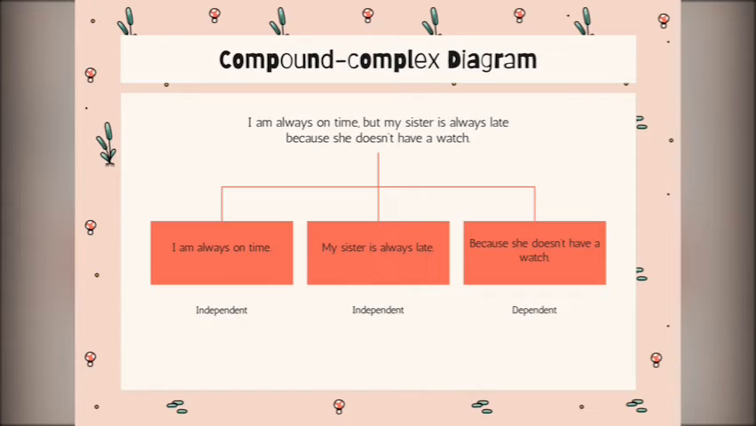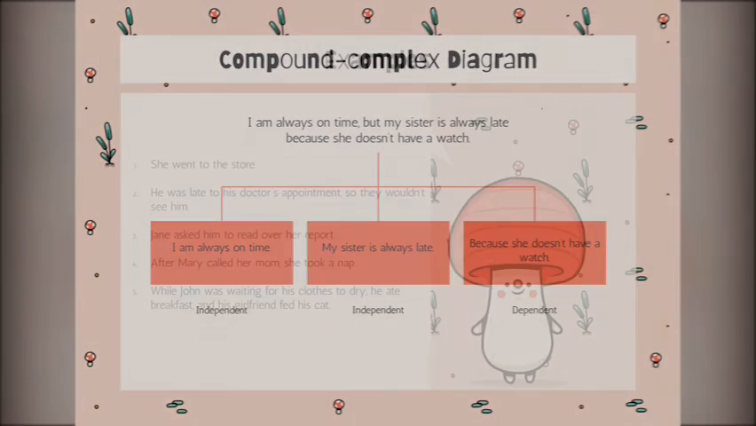Here's another example of a compound complex sentence. I broke it into a diagram so it would be a little bit easier to see the parts put together. So our main sentence is, I am always on time, but my sister is always late because she doesn't have a watch. The phrase, I am always on time can stand on its own with no problem, as well as the phrase, my sister is always late. But the one clause in the sentence that can't stand on its own is because she doesn't have a watch. So that makes the first two clauses independent and the last clause dependent.